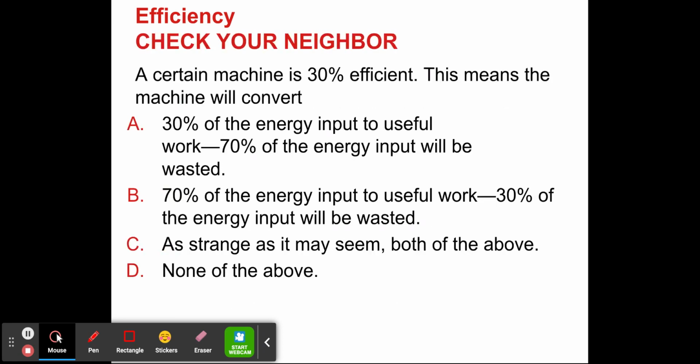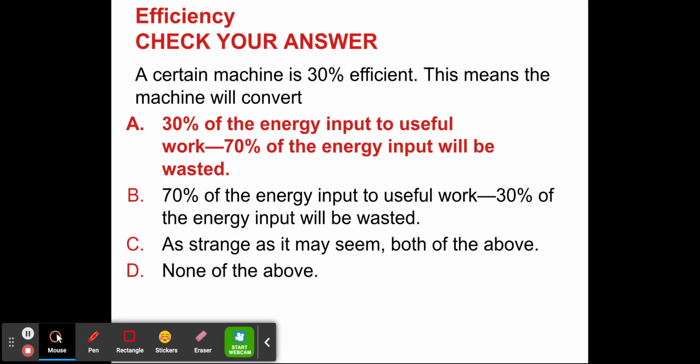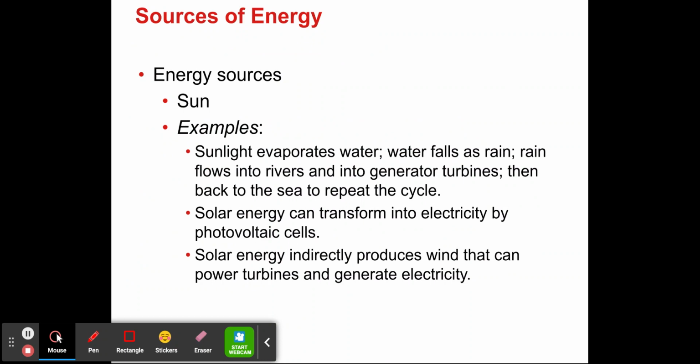So a certain machine is 30% efficient. This means the machine will convert 30% of its energy input to useful work. 70% of the energy input will be wasted. Right? That's true for A. Because if you are 30% efficient, it means that 70% of your energy is wasted.